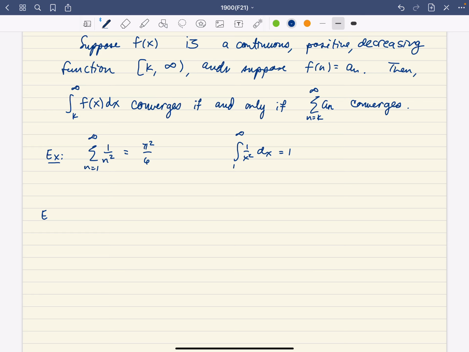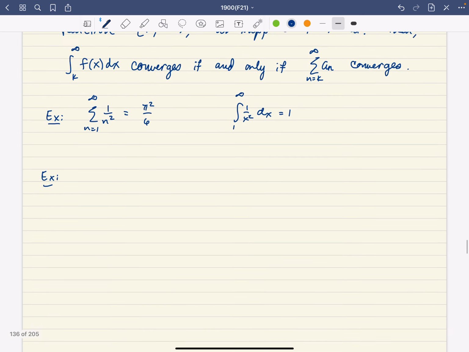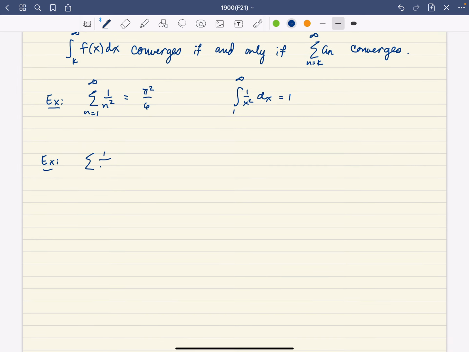Now, let's look at a new example, and let's revisit the harmonic series. So we have the sum of 1 over n as n goes from 1 to infinity, and we've already seen that this diverges. But what I want to do is compare this to the integral from 1 to infinity of 1 over x dx, and think about how we would evaluate this integral.